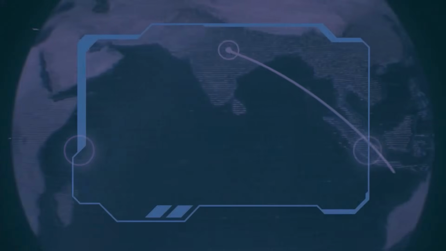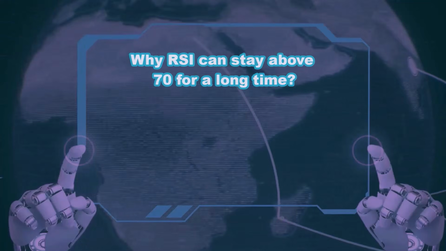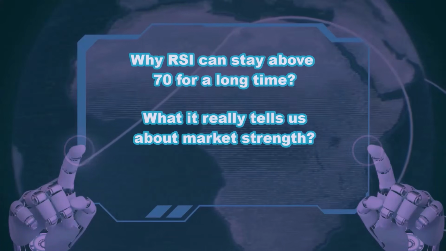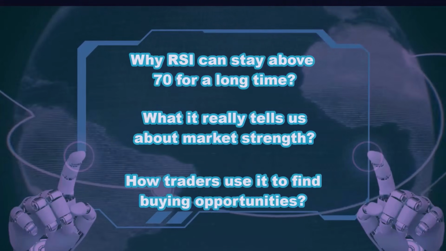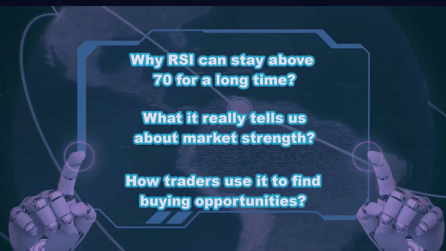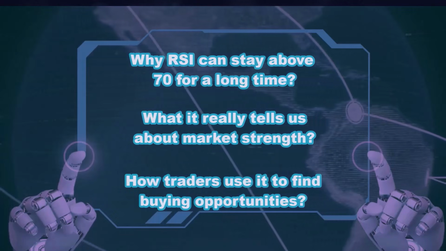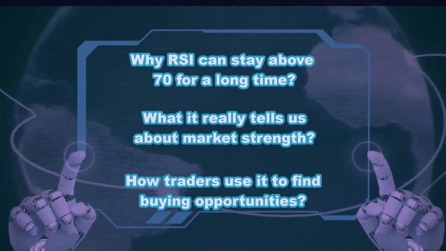In this lesson, I will show you three things. Why RSI can stay above 70 for a long time, what it really tells us about market strength, and how smart traders use this behavior to find better buying opportunities. And once you see this on the chart, you will never look at RSI the same way again. So stay with me until the end.